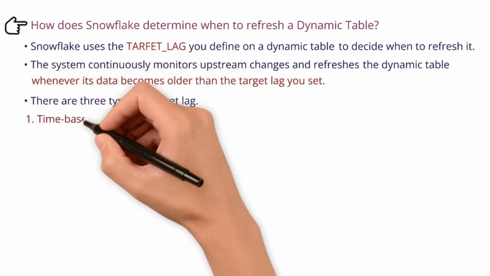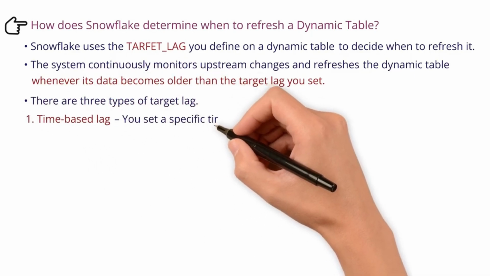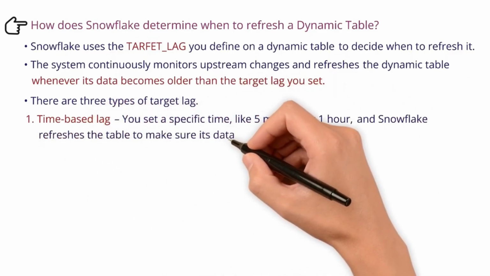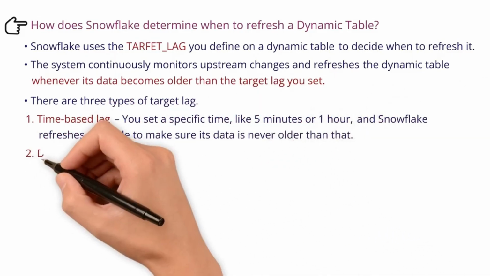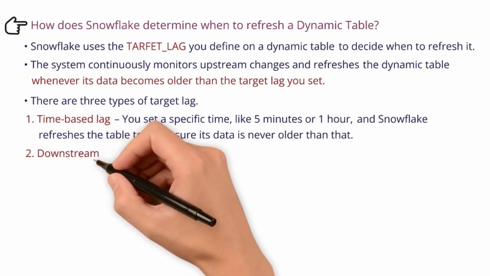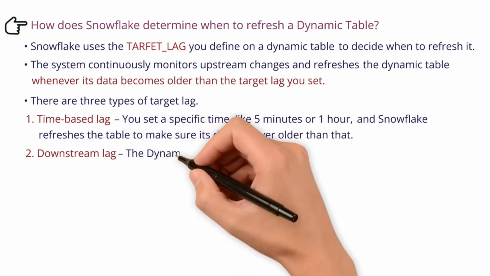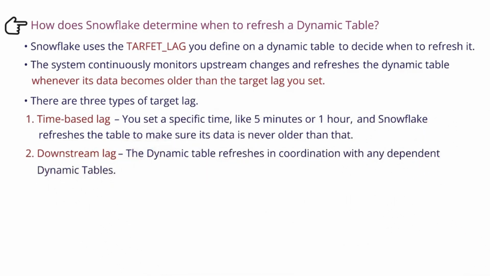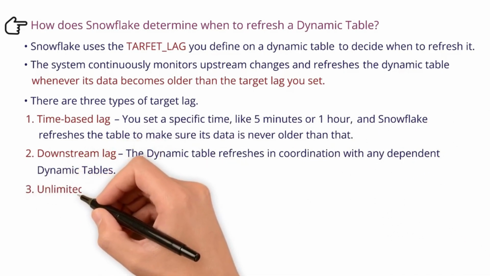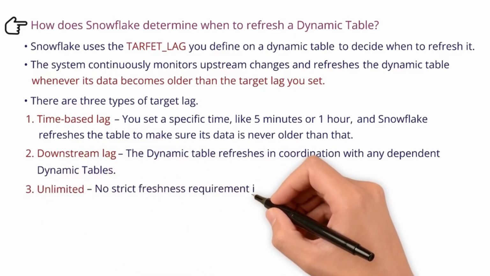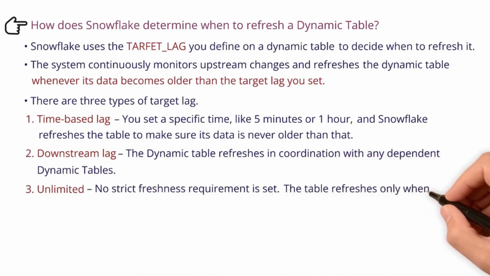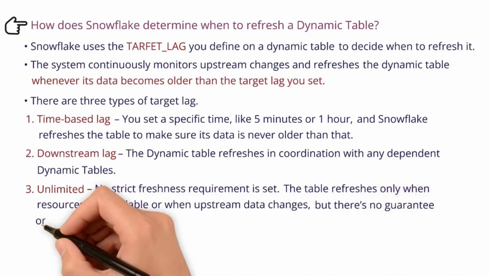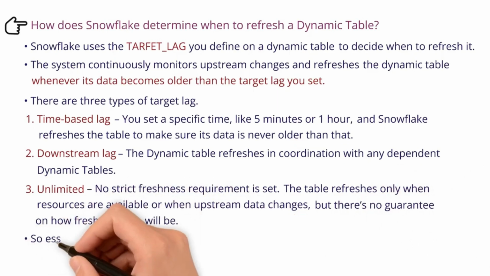Time-based lag. You set a specific time, like 5 minutes or 1 hour, and Snowflake refreshes the table to make sure its data is never older than that. The other type is downstream lag. The dynamic table refreshes in coordination with any dependent dynamic tables. The other type is unlimited. No strict freshness requirement is set. The table refreshes only when resources are available or when upstream data changes. But there's no guarantee on how fresh the data will be.